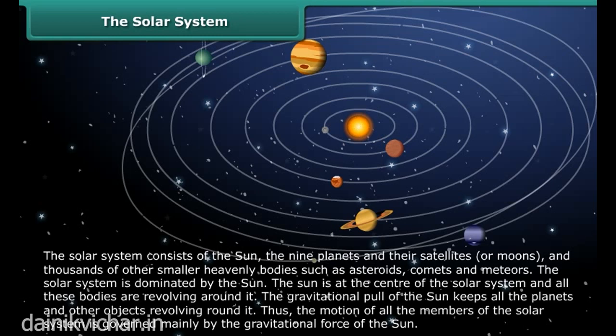The gravitational pull of the Sun keeps all the planets and other objects revolving around it. Thus, the motion of all the members of the solar system is governed mainly by the gravitational force of the Sun.